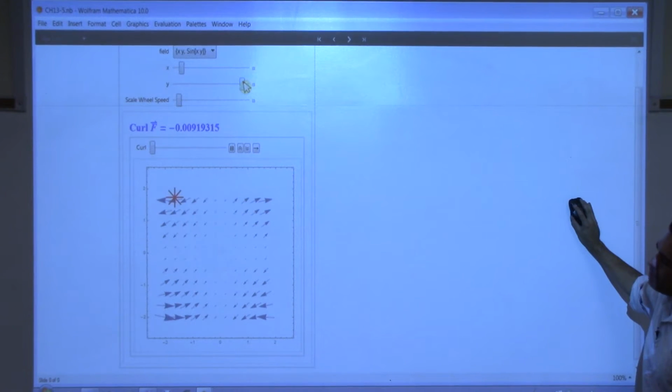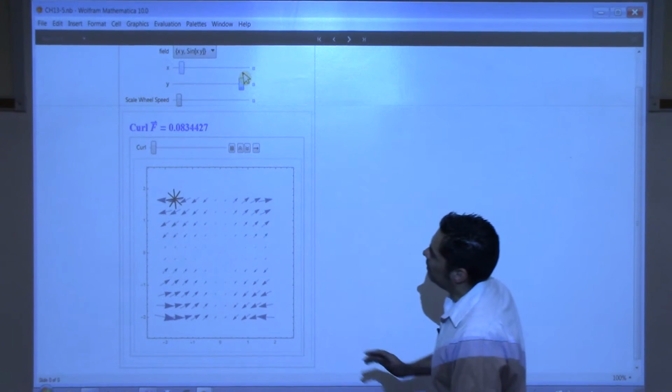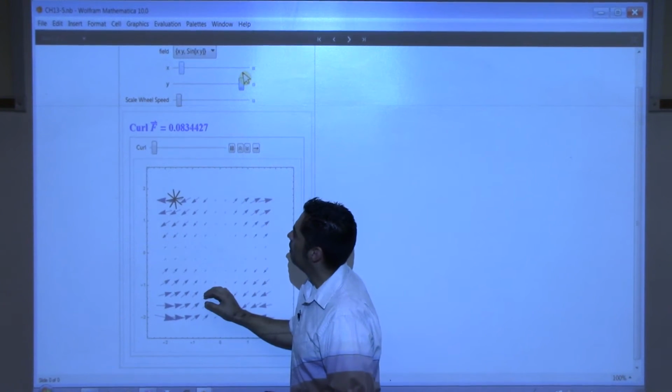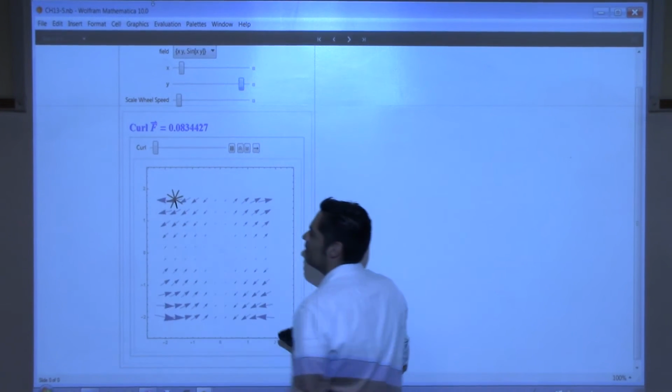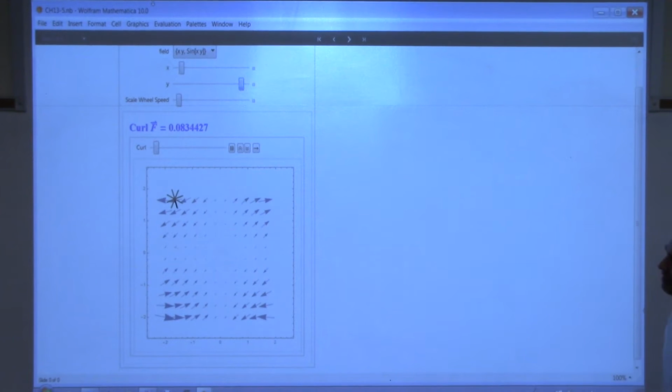Oh, did I stop there? I had almost zero curl there. Look at that. Right up there, I'm getting almost zero curl. It's turning. I don't know if you can see it turning. I'm going to draw a line right there. Y'all do see it turning? It's very slow, right? Very slow.